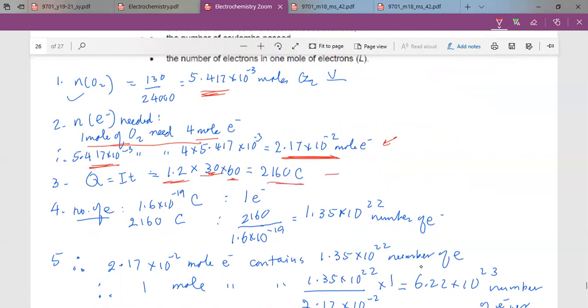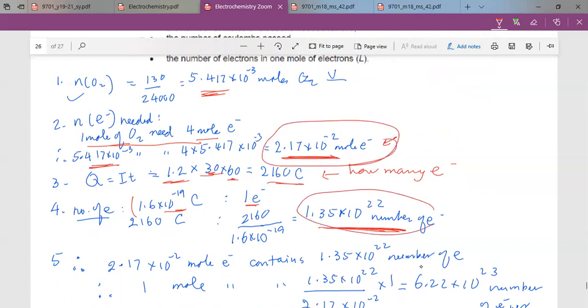So these coulombs are produced by how many electrons? There I use my charge now. 1 electron carries this amount of charge, so 2160 coulombs carries how many? It carries this number. Now these two I must relate: the moles and the number. The number of moles of electrons is produced by how many electrons? This number. So I put it down here.